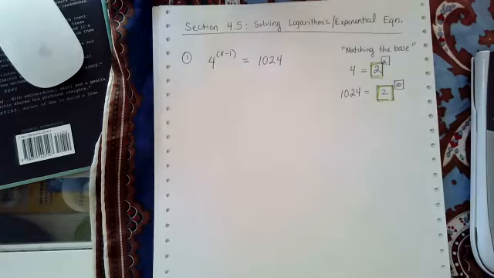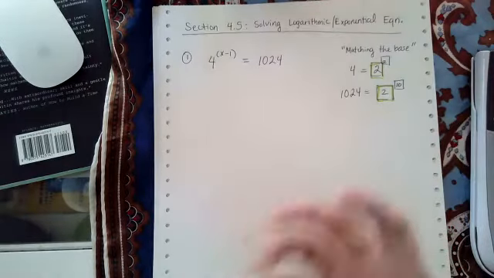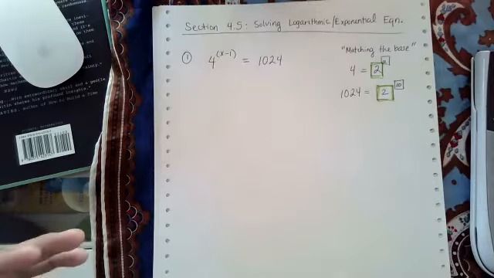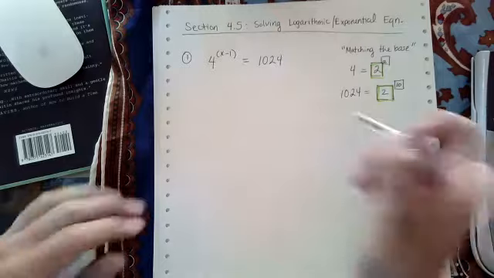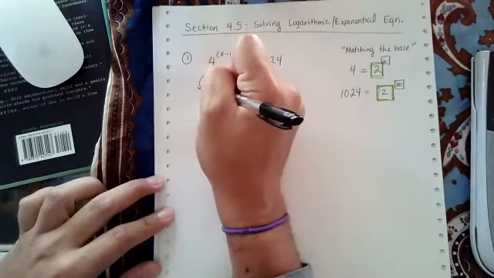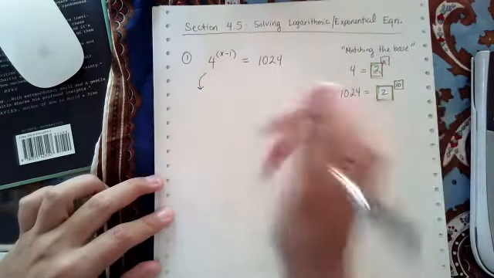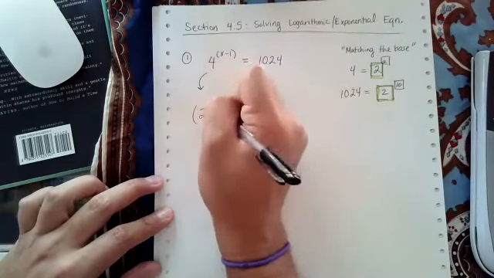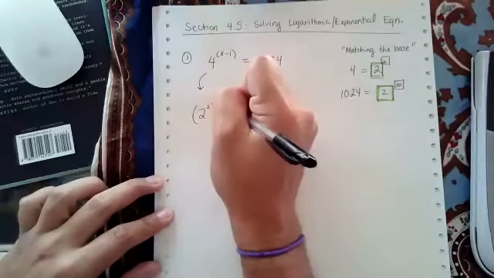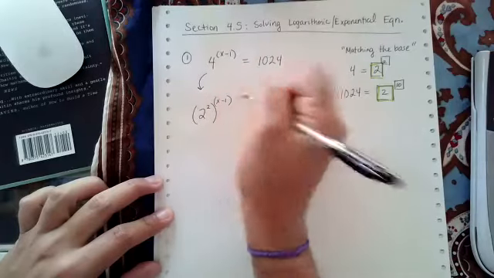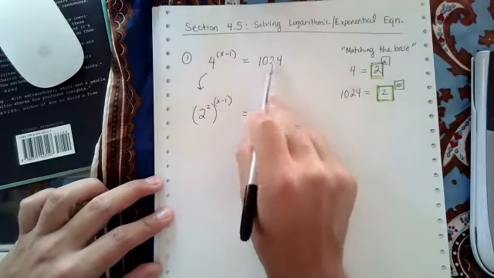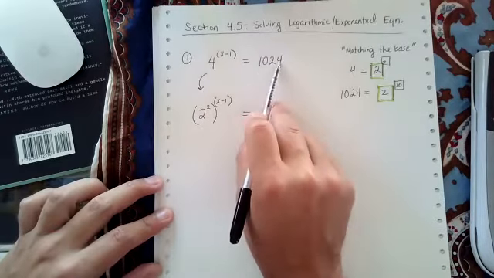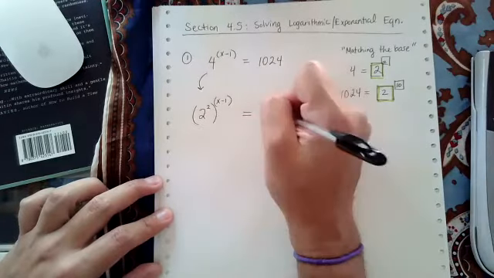Okay. So now that we've written them in terms of the same base, we can rewrite our expression. And my apologies for the train. We can rewrite this expression where we're going to convert this 4 to 2 to the second power. So 2 to the second power, and then we're raising that to the x minus 1 power. And that's equal to 1024, which we can write as 2 to the 10th power.